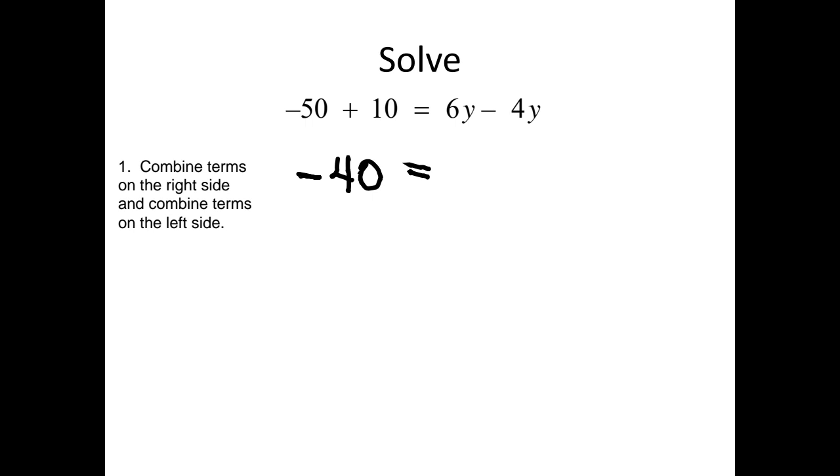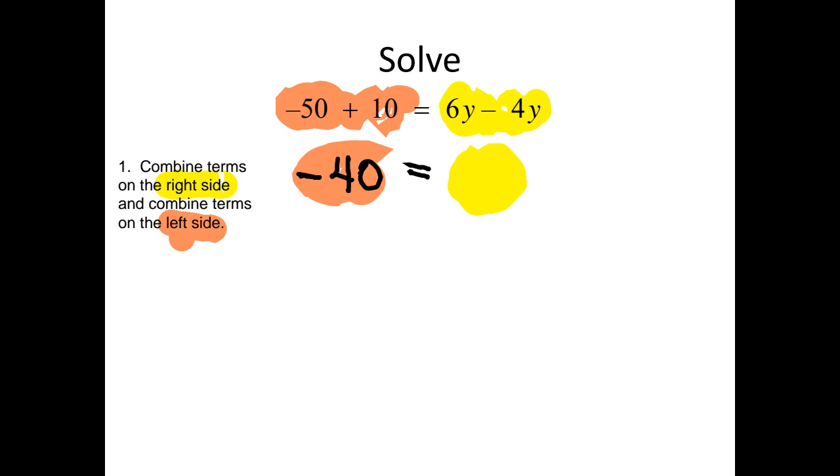This is the right side. This is the left side. Okay. So over here on this right side, positive 6y and a negative 4y is going to give me 2y.